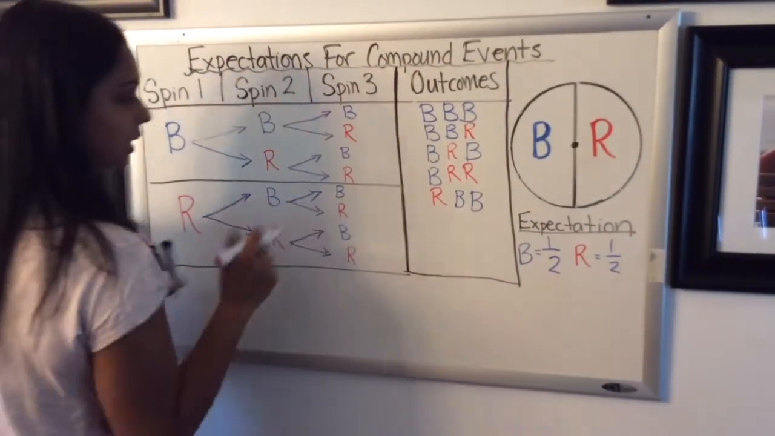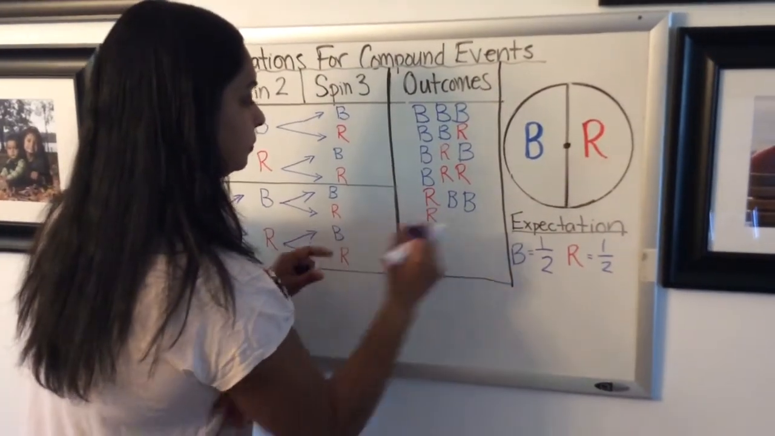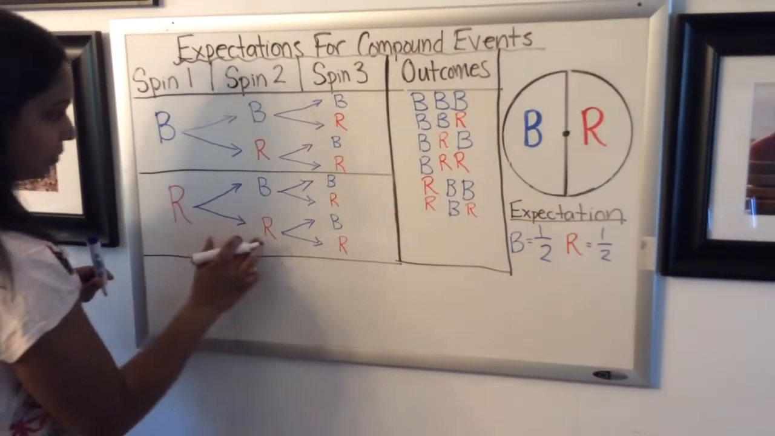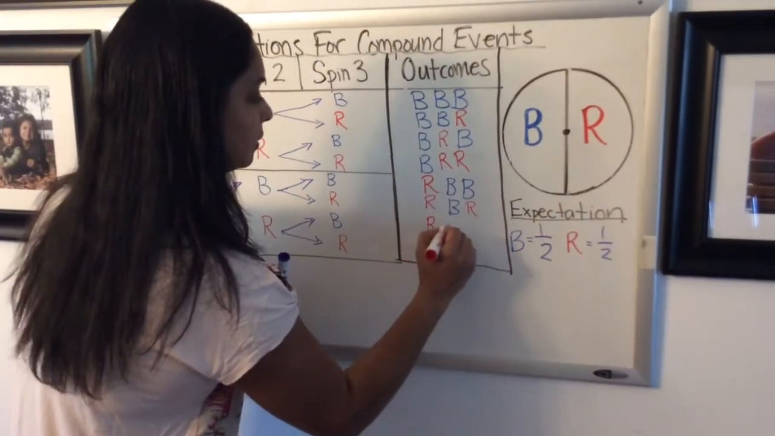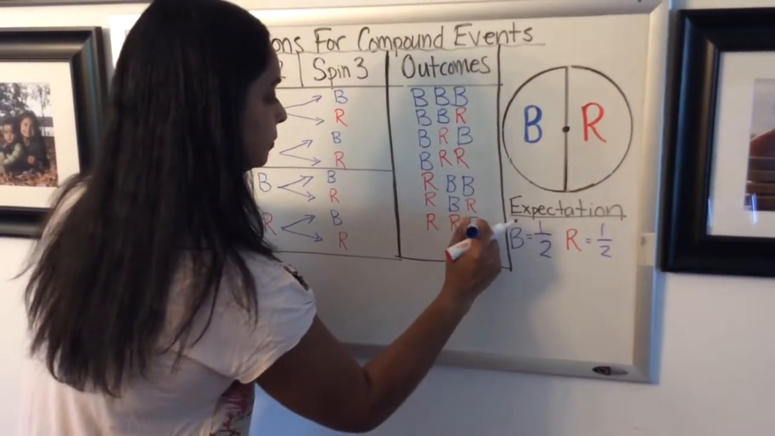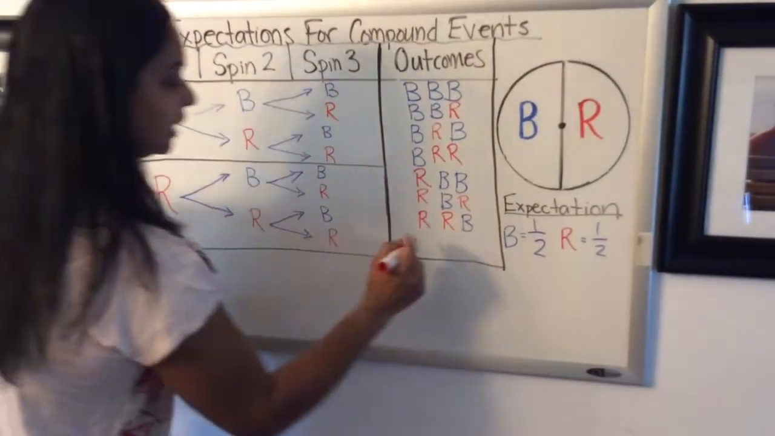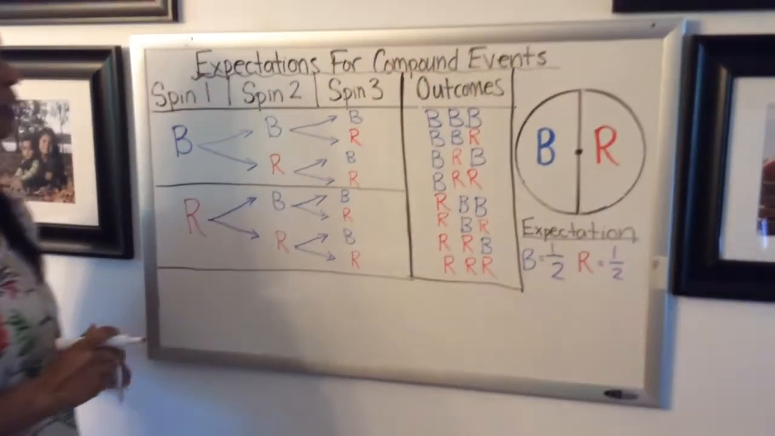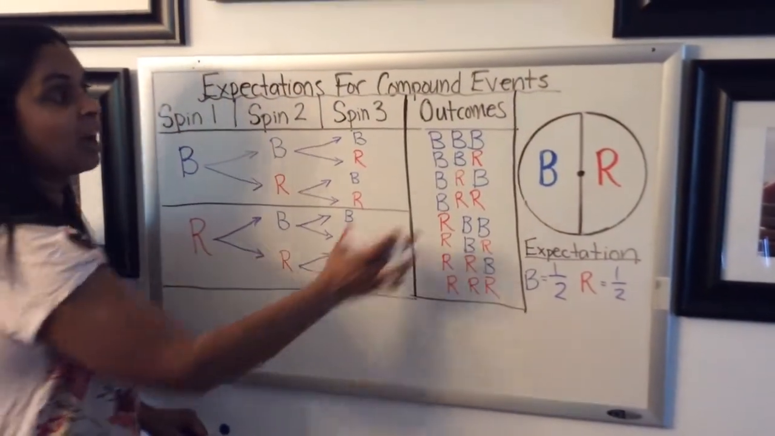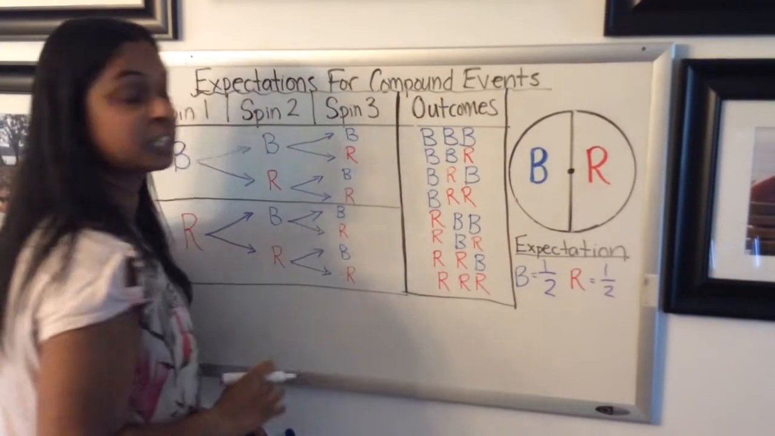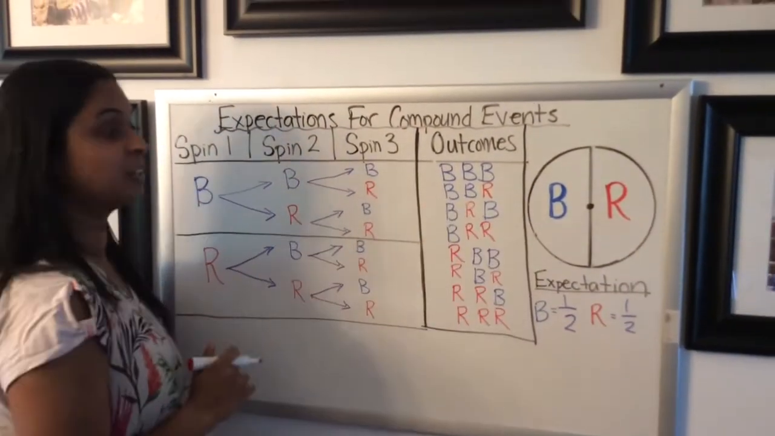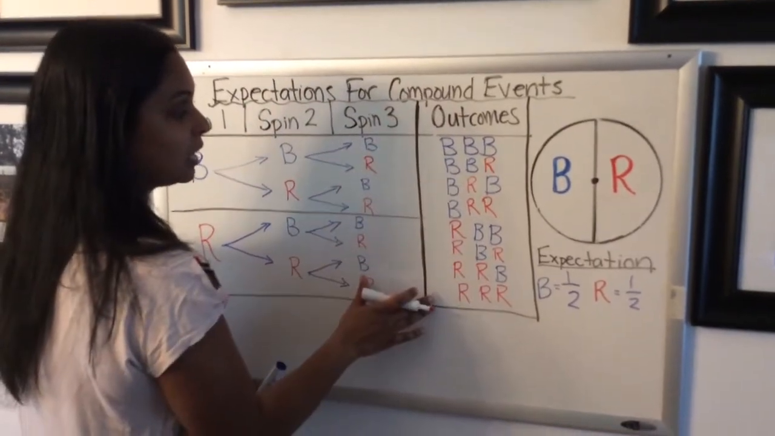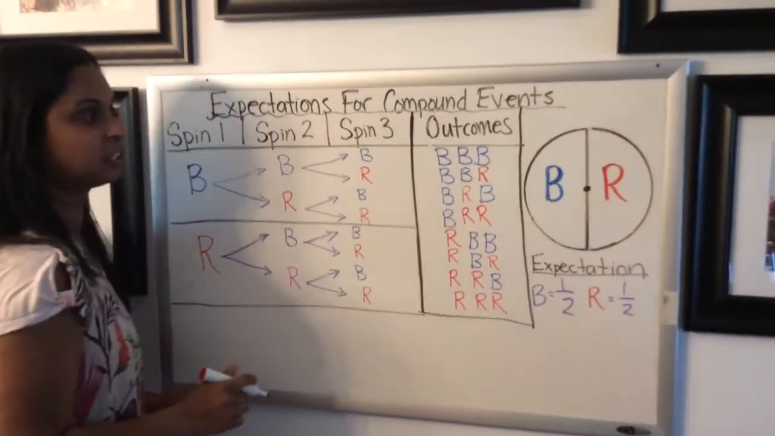Or red, blue, red. Or red, red, blue. Or red, red, red. Okay, so there we go. Through drawing this diagram, I was able to come up with every possible outcome for spinning that spinner 3 times. All right, so now that I can see all my outcomes, I can answer a few questions.